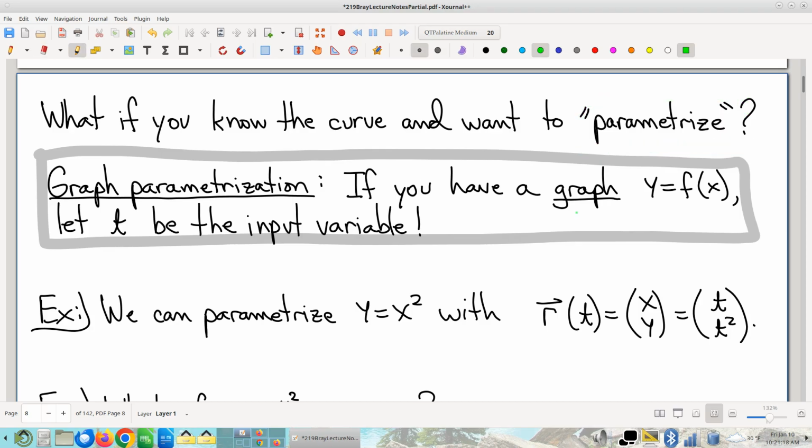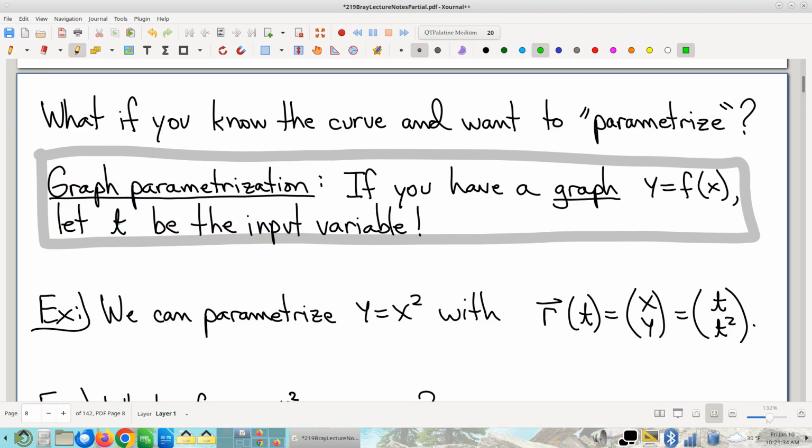Okay, so there are various different methods for how to do this. This is another tool for your toolbox kind of situation. I'm going to start with my favorite parameterization technique, and that is what I call the graph parameterization.